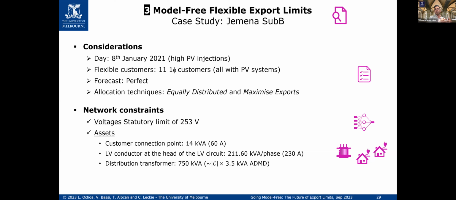So essentially, all the inputs, which, as Nando was mentioning before, correspond to non-flexible customers' active and reactive power and flexible customers, are going to come directly from the historical data. In terms of the allocation techniques, we are going to consider 2 different allocation techniques. The first one is the equally distributed allocation technique, as we call it, which essentially assigns the same flexible export limit for all customers at each instance.